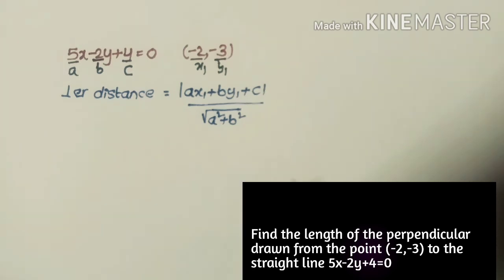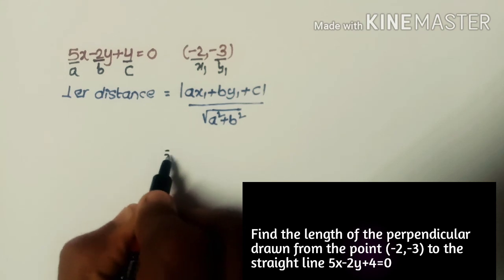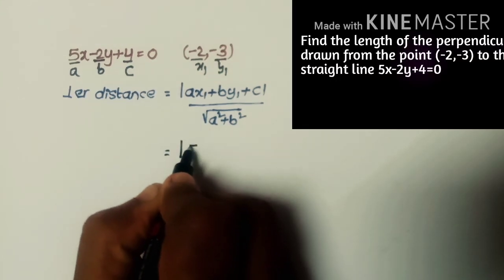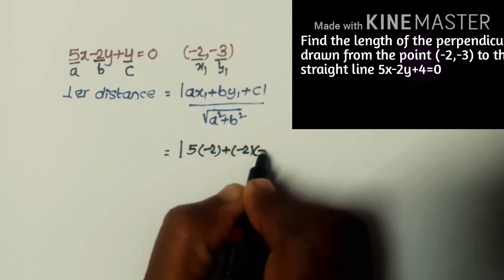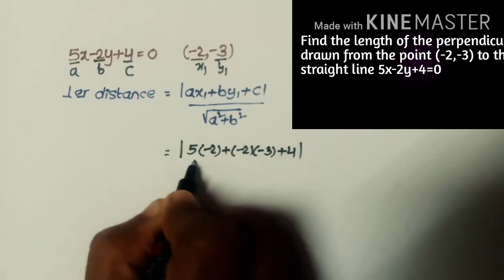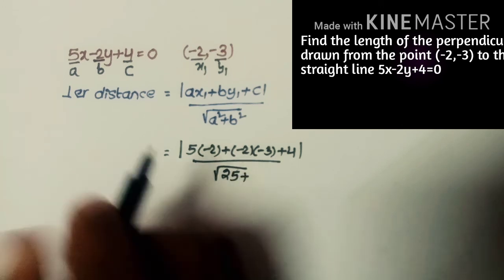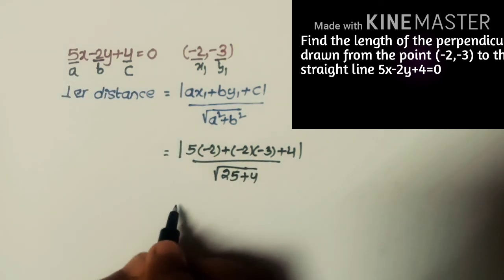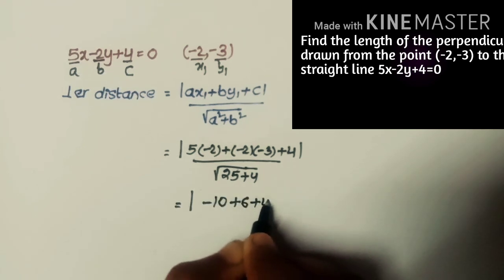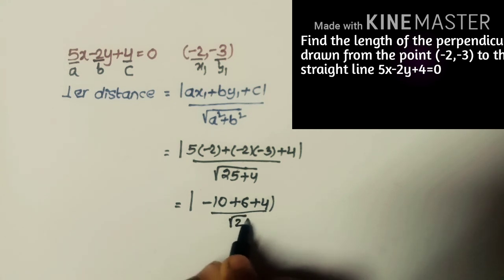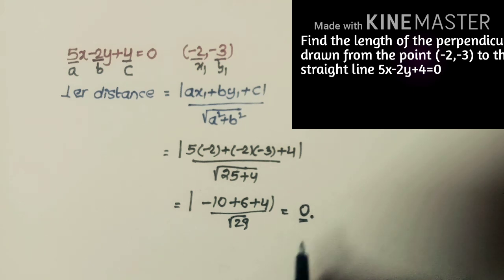So the perpendicular distance formula: perpendicular distance is equal to mod ax1 plus by1 plus c by square root of a square plus b square. Now replacing the values under modulus, ax1 is 5 into minus 2, plus by1 is minus 2 into minus 3, plus c is plus 4, by square root of a square plus b square. A is equal to 5, a square 25, plus b is equal to minus 2, b square 4. Now this is under modulus minus 10 plus 6 plus 4, by square root of 29. Minus 10 plus 10 equals 0. 0 by anything equals 0. Therefore the perpendicular distance value is equal to 0.